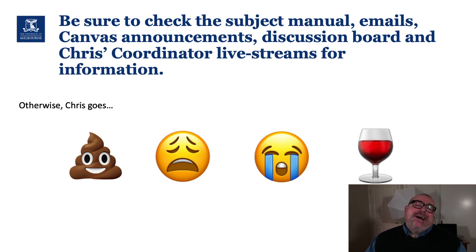once I've taken them through a tour of the campus discussion board, the announcements, the live streams, the emails that I send out, the subject manual, etc., having pointed out that these are the channels through which I'm going to repeatedly put out the important content. Make sure you check those channels. Otherwise, when I get inundated with questions that indicate that people clearly haven't paid attention to anything, this is my process. It begins with poo emoji, sort of goes to exasperated face emoji, then crying emoji, and then wine. Or something else. Cheers.